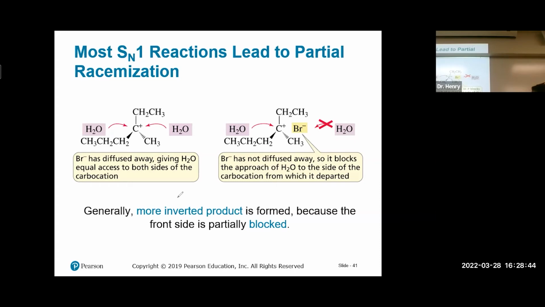Okay, so in general, the inverted product is going to form because, again, backside, easier to get to. And the front side is where the bromine's coming off, and so it's kind of blocking that area, right?